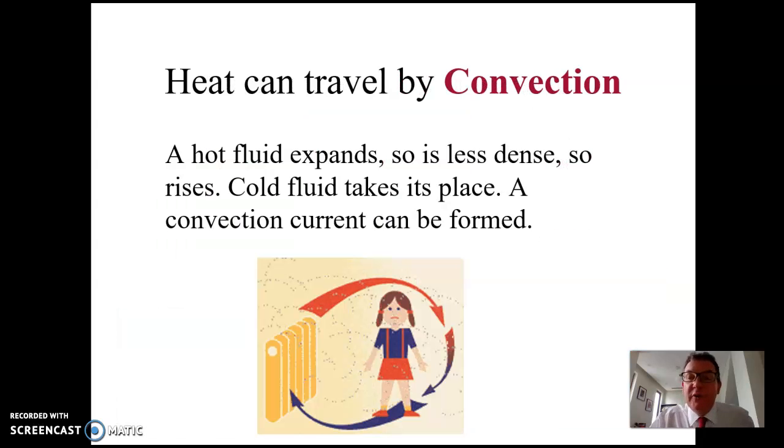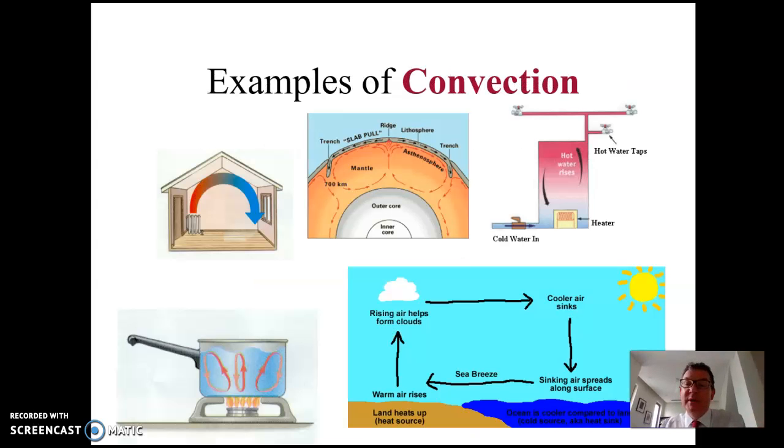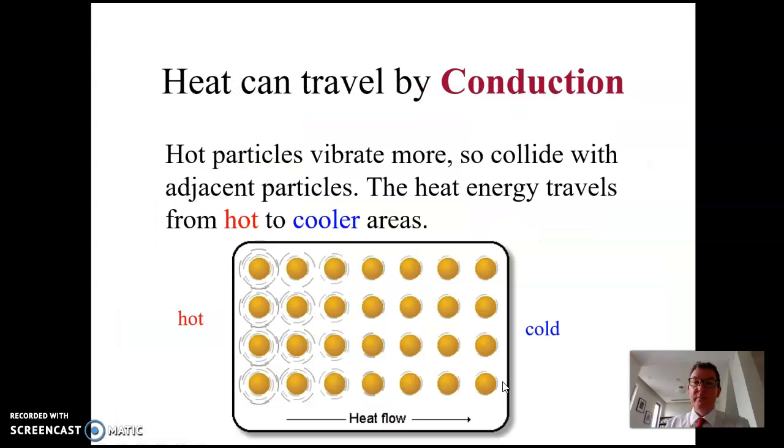So we started off by looking at heat transfer by convection, so hot fluids rising, and we looked at some examples of that. That we have earthquakes because of convection currents within the mantle of the earth, hot magma rising. We looked at hot water systems. We looked at heating of houses. We looked at sea breezes.